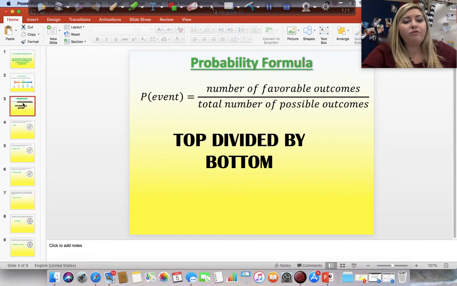Here's the probability formula. P stands for probability, of an event, and that is equal to the number of favorable outcomes over the total number of possible outcomes. Top divided by bottom. You always divide top by bottom. So, the number of favorable outcomes over the total number of possible outcomes, and then divide top by bottom.